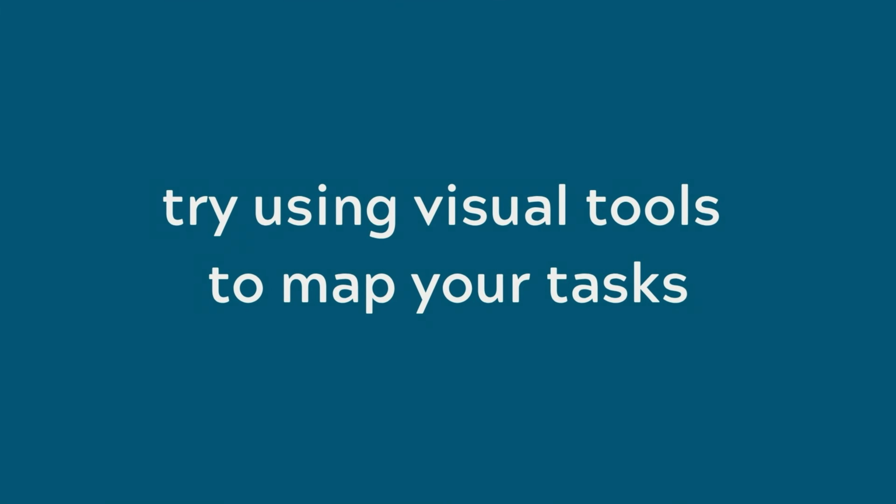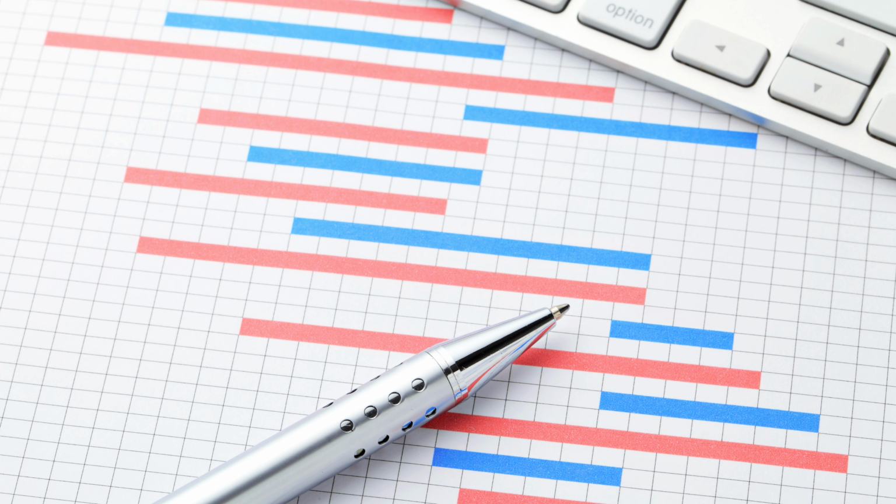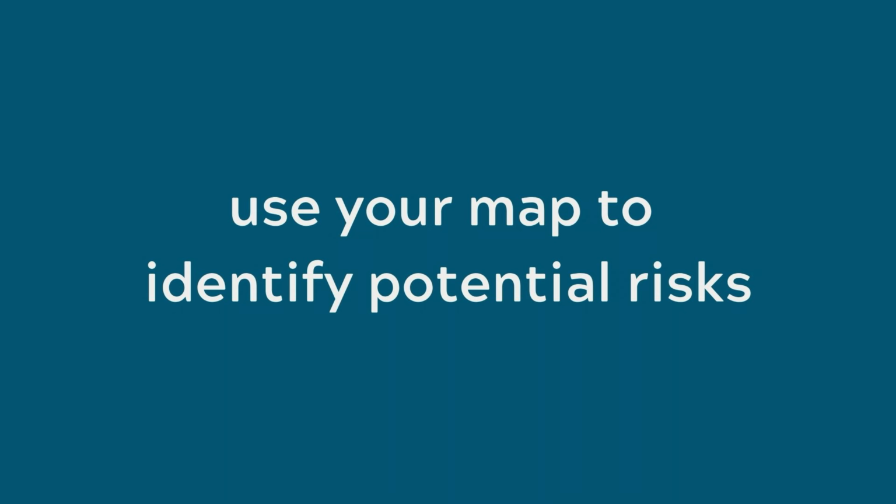As a third step, try using visual tools to map your tasks. Try a flowchart, task list, or Gantt chart to illustrate relationships. Lastly, you can use your map to identify potential risks. Mark any dependencies that could be disrupted by delays, decision-making lags, or resource constraints.